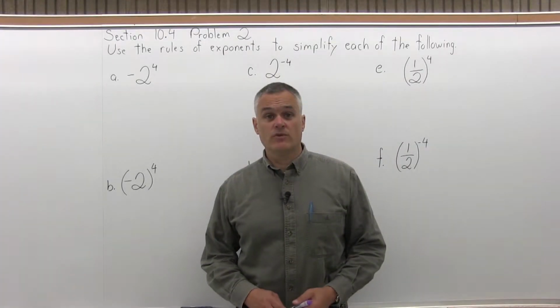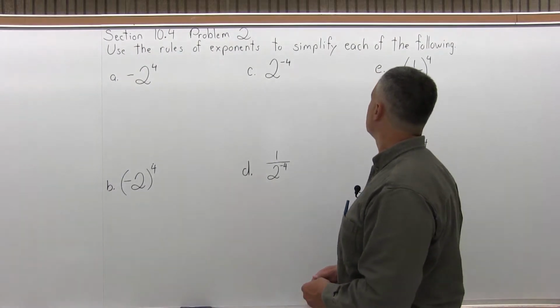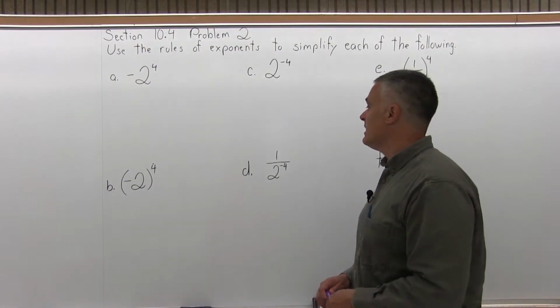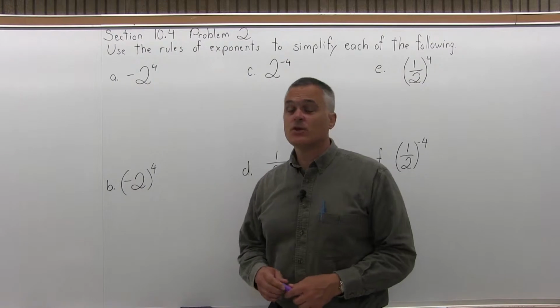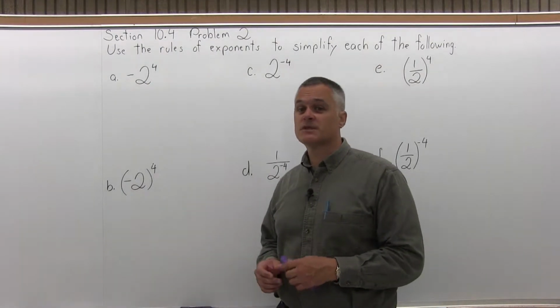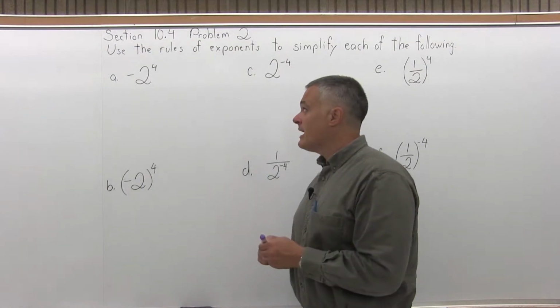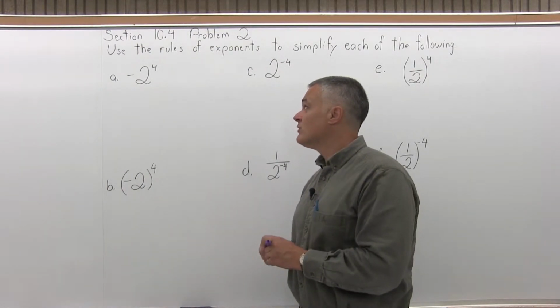This is Section 10.4, Problem 2. It says use the rules of exponents to simplify each of the following. And there are 6 different things that look fairly similar. They all have some type of 2 to the 4th, some positives, some negatives, but there are differences. Part A, you have negative 2 to the 4th power.